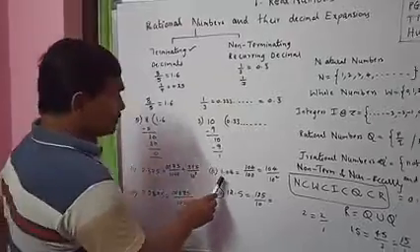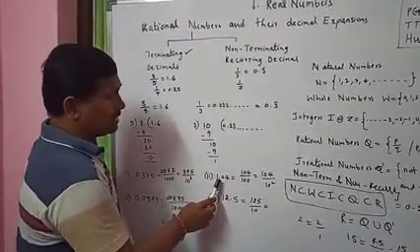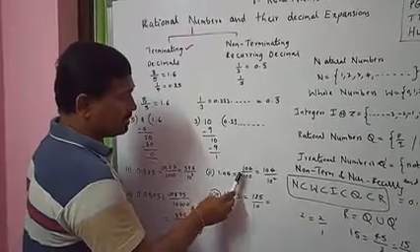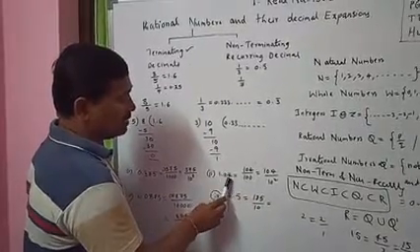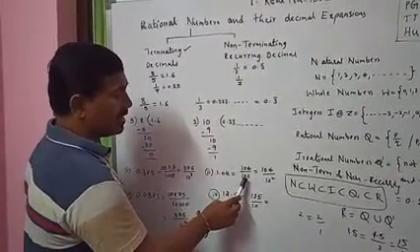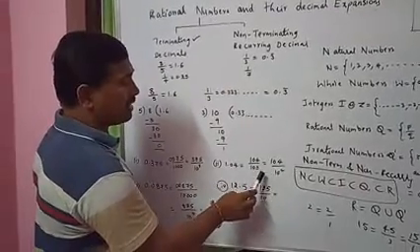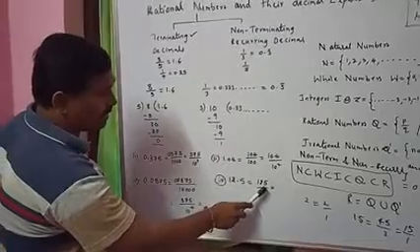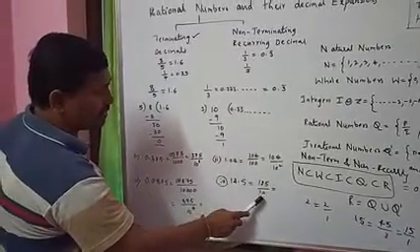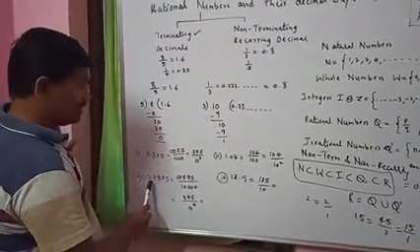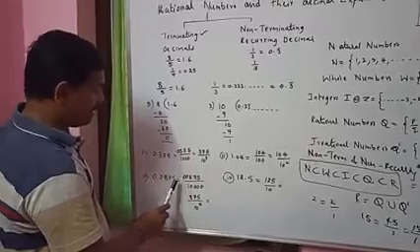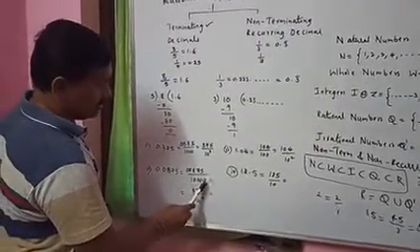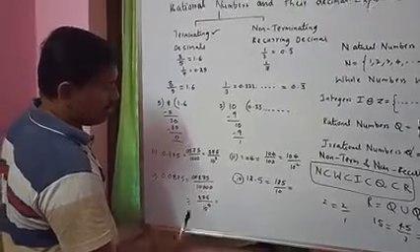Now 1.04, convert into P by Q form. Remove this decimal point, that is 104. After the decimal 2 digits, so 100. So 100 has 2 zeros, that can be written as 10 into 10, that is 10 square. Here 12.5 is 125, after the point only one digit, so that is 10. Here 0.0875, that is 875 by, after the point 4 digits, so 4 zeros. So this is 10 power 4.